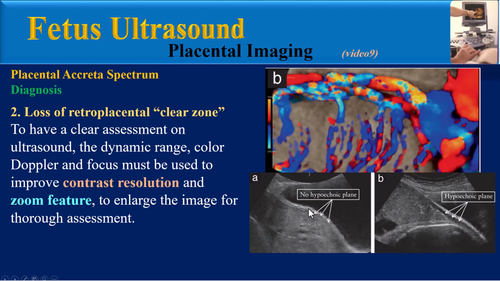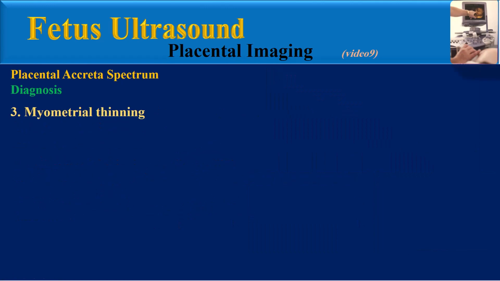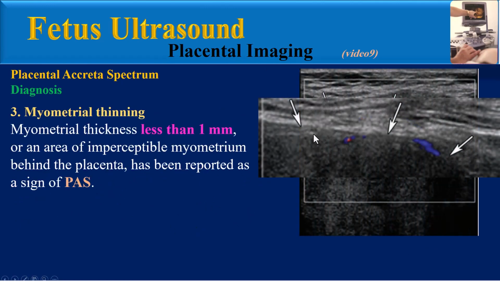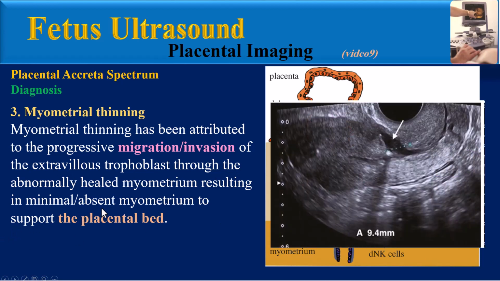As we can see here, the loss of the hypoechoic zone, and here in a normal placenta, we can see an obvious hypoechoic plane. Myometrial thinning less than 1 millimeter. Myometrial thickness less than 1 millimeter or an area of imperceptible myometrium behind the placenta has been reported as a sign of placenta accreta. Myometrial thinning has been attributed to the progressive migration or invasion of the extravillous trophoblast through the abnormally healed myometrium, resulting in minimal or absent myometrium to support the placental bed.